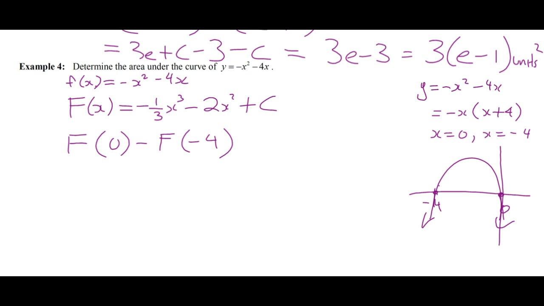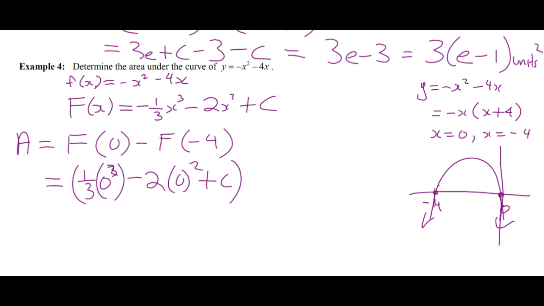So we start at the high end, right? And we go to the low end. So it's f of 0 minus f of negative 4. So area. Which is, okay, so we've got 1/3 0 cubed, minus 2 times 0 squared, plus c, minus 1/3 negative 4 cubed, minus 2 negative 4 squared plus c.